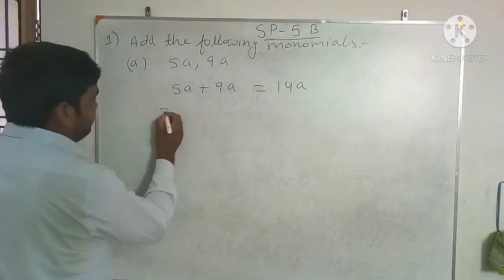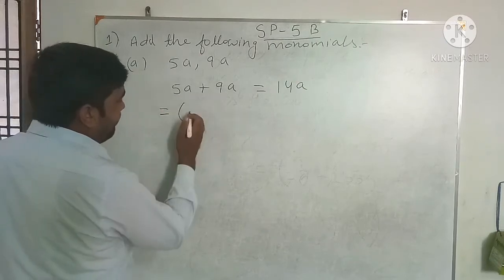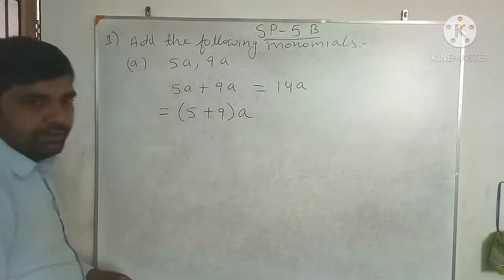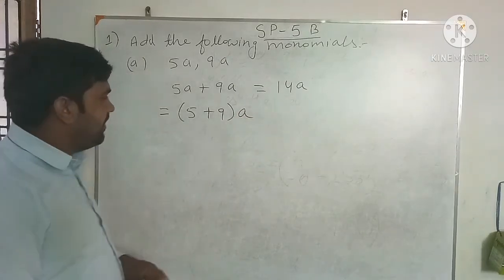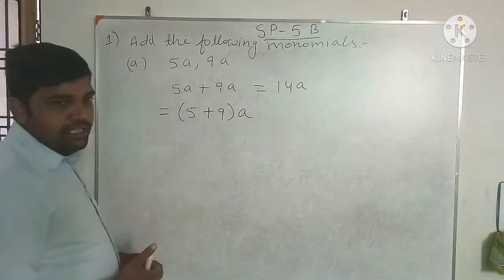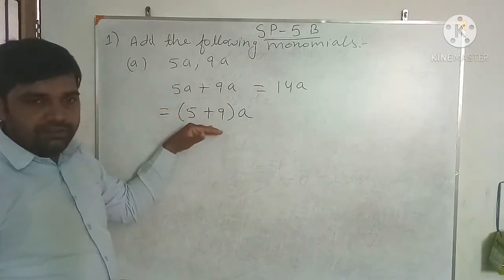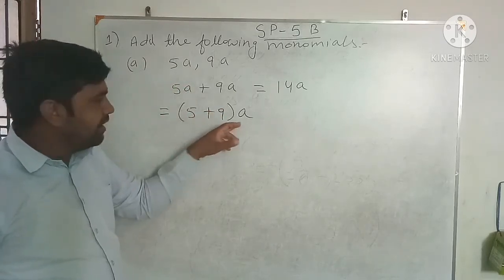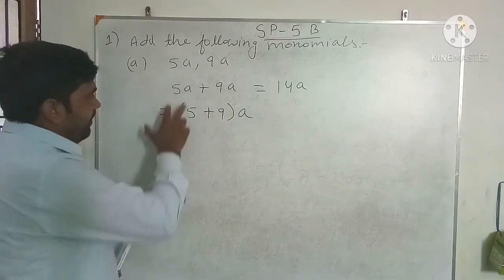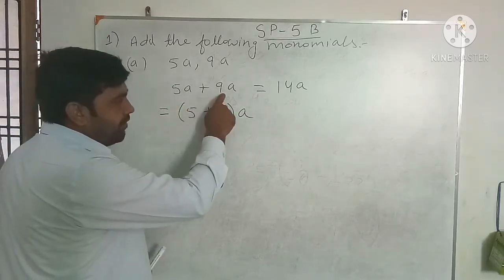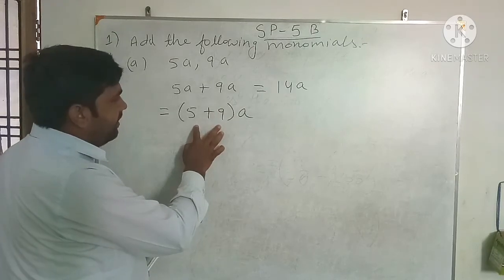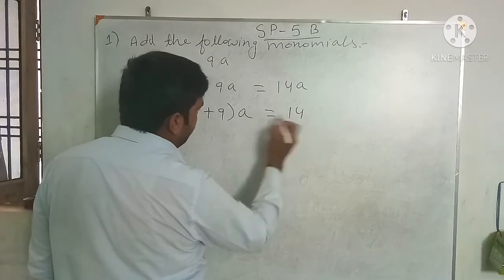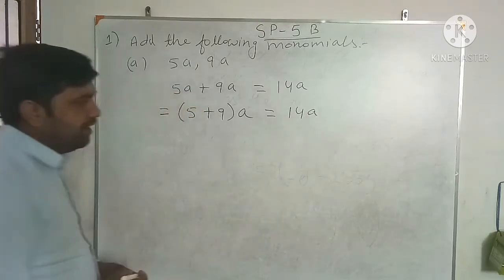Alternatively, you can do it another way also. You can write in a bracket: add the numbers 5 plus 9, and outside the bracket multiply the variable. Add the numerical coefficients of the variable. Add the numerical coefficient of each term and after that multiply the literal terms. In the first term the numerical coefficient is 5, in the second term it is 9. So add 5 plus 9 and the variable literal is A. Multiply the literal. So you will get the answer 5 plus 9, 14A. When you multiply A with 14 you get 14A.